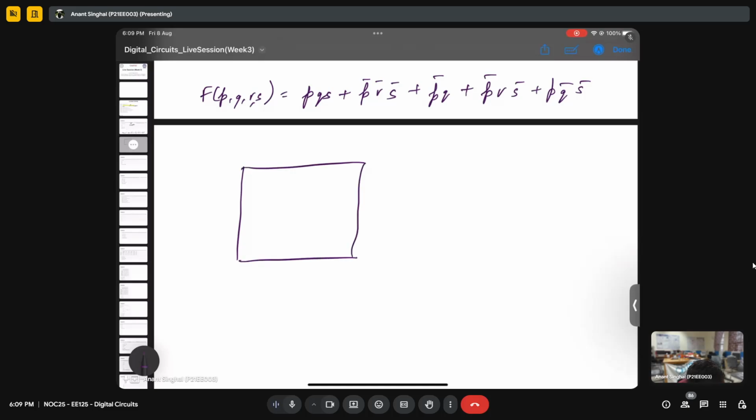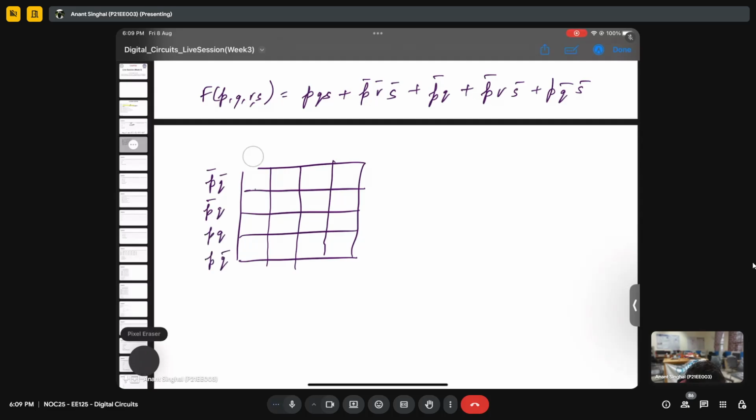Since we have 4 variables, we'll make a 16-combination K-map, involving P bar Q bar, P bar Q, PQ, PQ bar, then R bar S bar, R bar S, RS, and then RS bar. So this is nothing but 0, 1, then 3, 2 comes here. I hope you already know this numbering. 4, 5, 7, 6, then here it is 12, 13, 15, 14, then 8, 9, 11, 10. So this is how basically we represent a K-map.